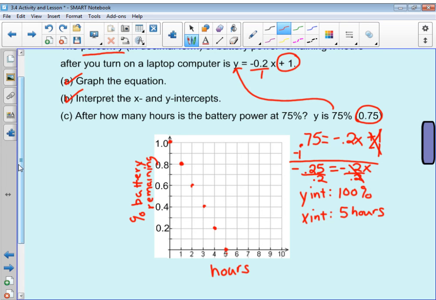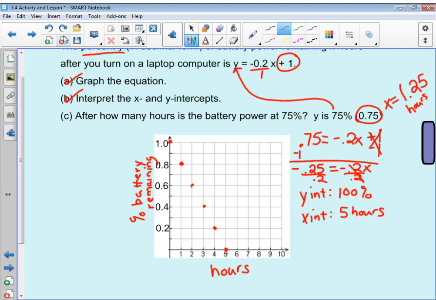So we're going to go ahead and figure out what 0.25 divided by 0.2 is. And when I do that, I get 1.25. So I just found out that X equals 1.25 hours. So 1.25 hours or 1 1/4 hours, 1 hour, 15 minutes, however you would like to go ahead and write that out. Okay, so sometimes they're going to have you substitute in and solve.